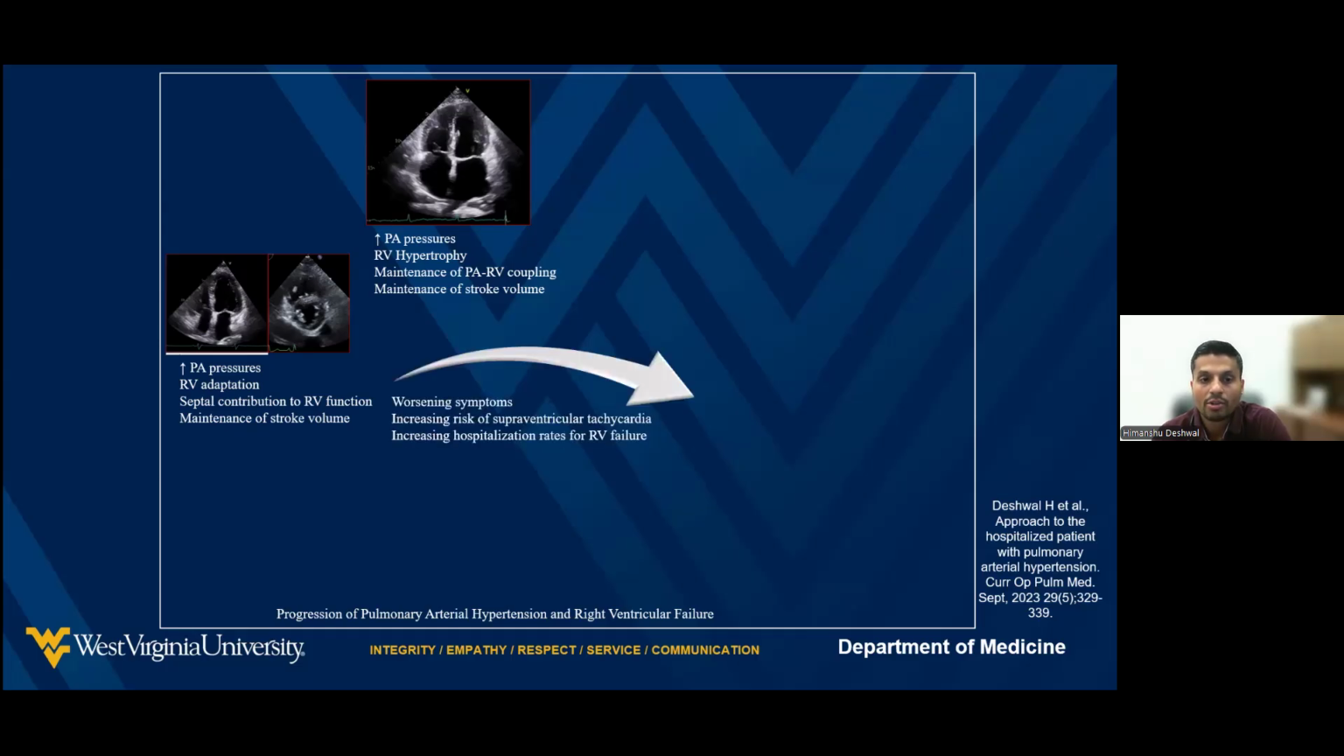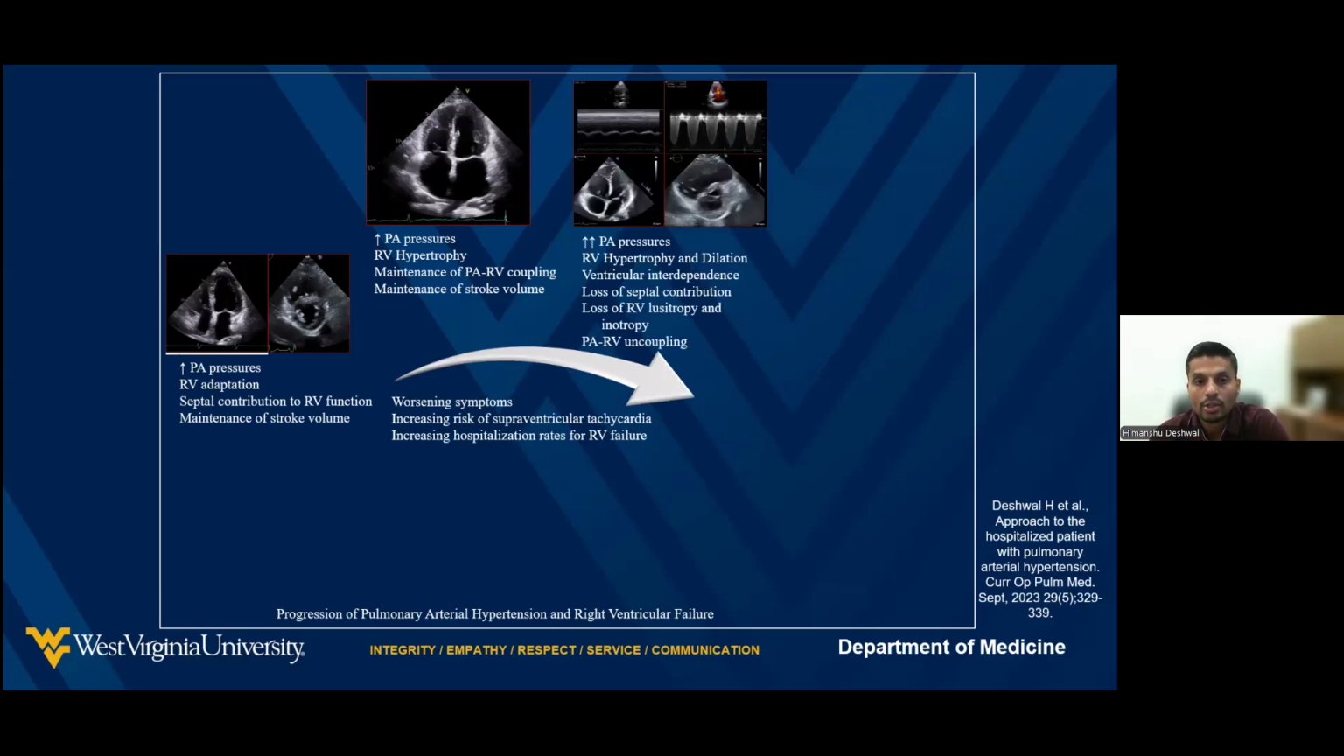Now, if you leave it untreated, you will have worsening symptoms. You will have increased risk of supraventricular tachycardias because the atria start dilating, and you might have SVTs, AFib, and other things like that. Then you might have more features of right ventricular failure like leg swelling, congestive hepatopathy, cardiorenal AKI, etc. And if this goes untreated, then the right ventricle cannot hypertrophy any further, so it starts dilating.